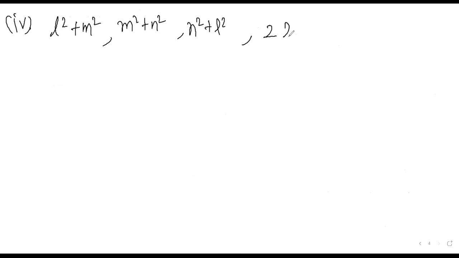Coming to the fourth one, that is L square plus M square, plus L square, and this is the second one. Third one, N square plus L square, and fourth one, there are 4 polynomials given, 2lm plus 2mn plus 2nm. These things we have to add.